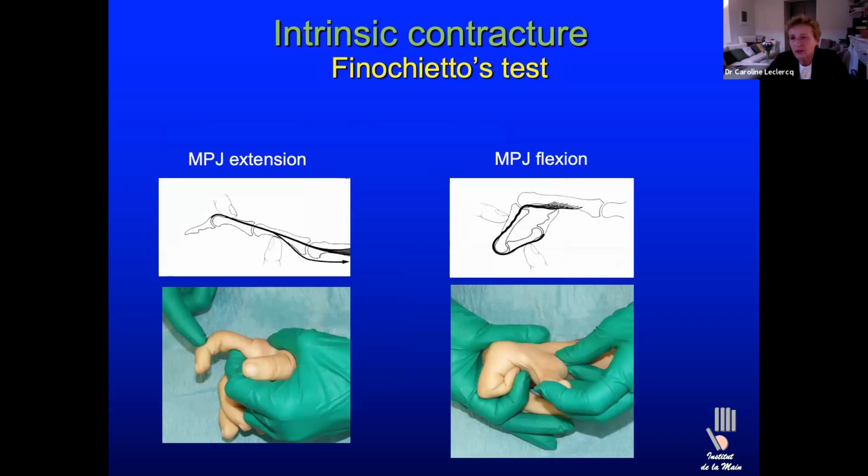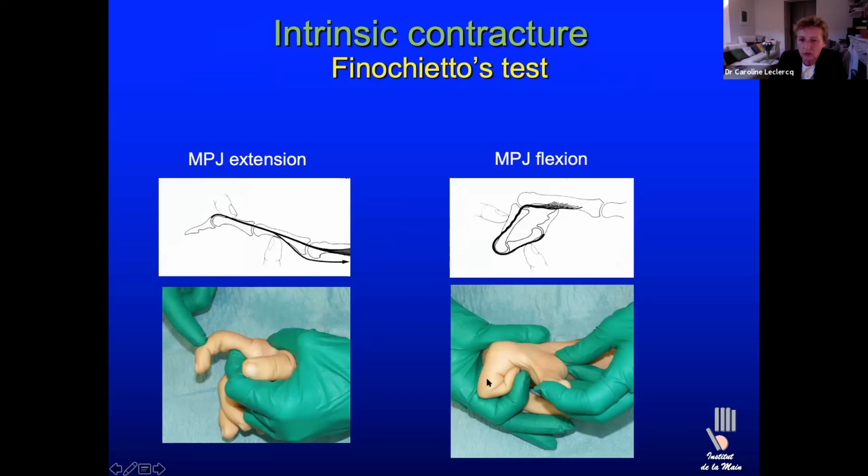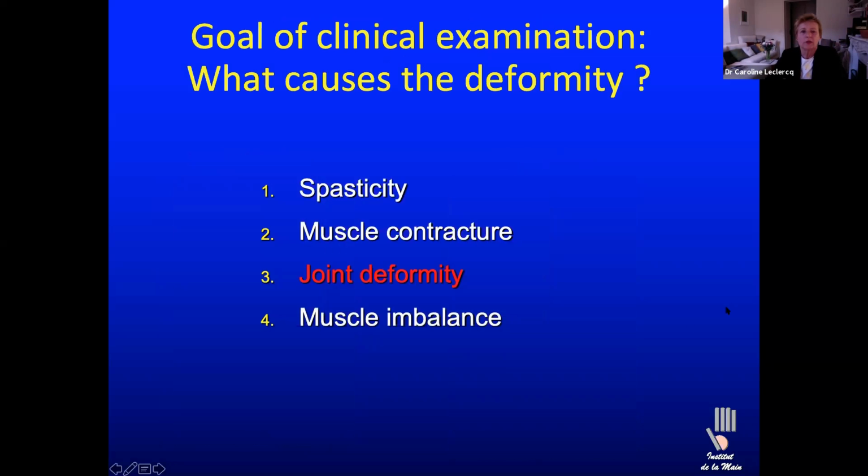Now on to the intrinsic muscles. We don't have time to go into details on the contracture, but let's remember the intrinsic tightness test. When the MP joints are in extension, if you cannot flex the PIP joint, there is intrinsic contracture. On the contrary, when the MP joint is in flexion, you can easily flex the PIP joint. So remember, when the MP joint is in extension, if you cannot flex the PIP joint, you do have an intrinsic contracture, and this is important in those patients.